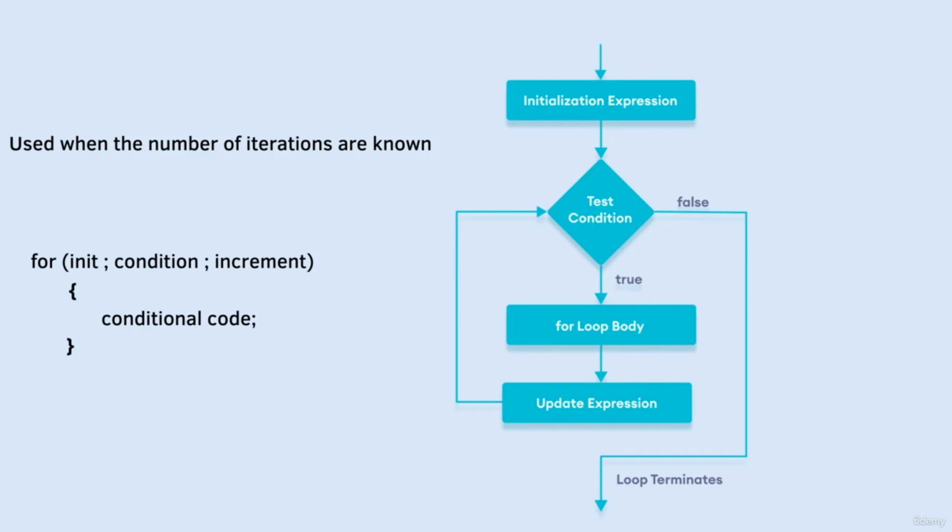Now after the increment, again before entering the body, it will check the condition. All right, so this will keep on executing unless and until the condition is true, and as soon as it is false, the loop will get terminated. All right, so let's execute this particular loop practically.